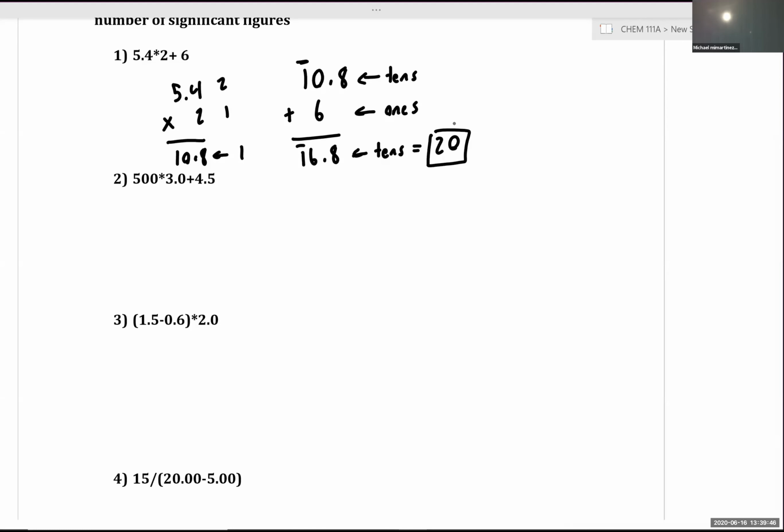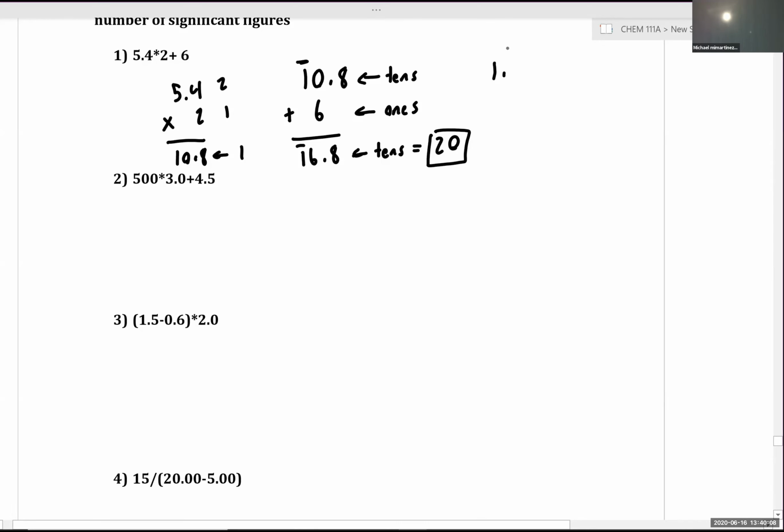Yes, did someone have a question? Oh, go ahead, you can go, it's fine. No, I'm not understanding the tens place. From the 10.8, okay, so we got 16.8. So why is it 20?